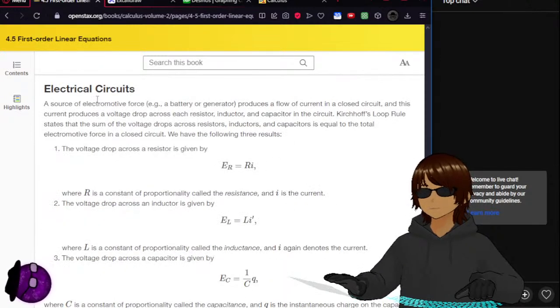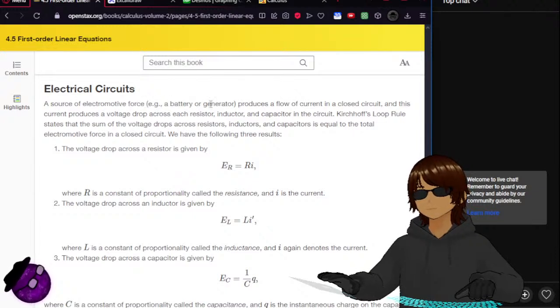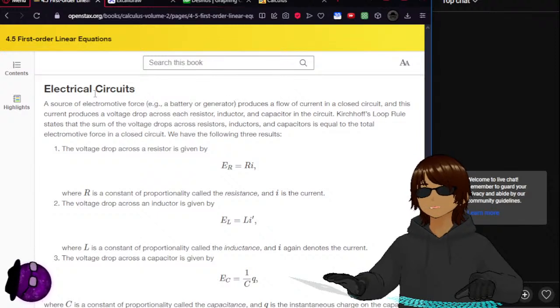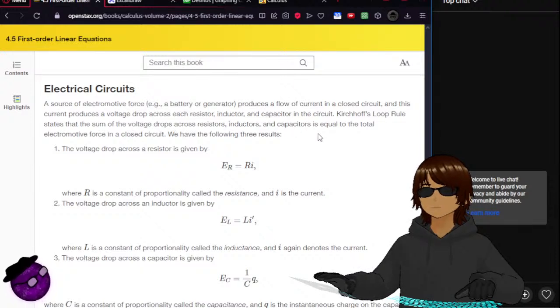So electrical circuits. A source of electromotive force, a battery or generator, produces a flow of current in a closed circuit. And this current produces a voltage drop across each resistor, inductor, and capacitor in the circuit. Kirchhoff's loop rule states that the sum of the voltage drops across resistors, inductors, and capacitors is equal to the total electromotive force in a closed circuit.